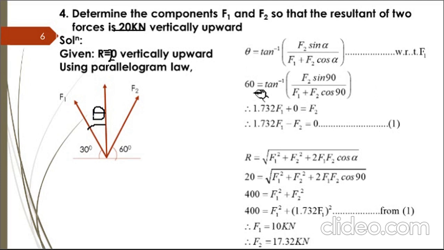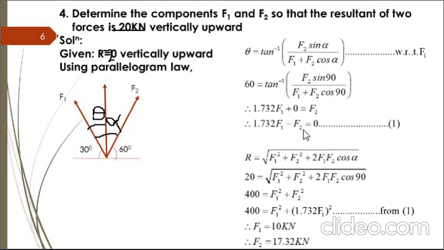So substituting the value of theta, as we know here this angle is 30 degree, so theta is equal to 60 degree. Then F2 sin alpha, alpha is the angle between the force F1 and F2, that is here it is 30 degree, here it is 60 degree, so 180 minus 30 minus 60, remaining is 90 degree. So sine of 90 divided by F1 plus F2 cos of 90. So solving this, we get one simultaneous equation in terms of F1 and F2.